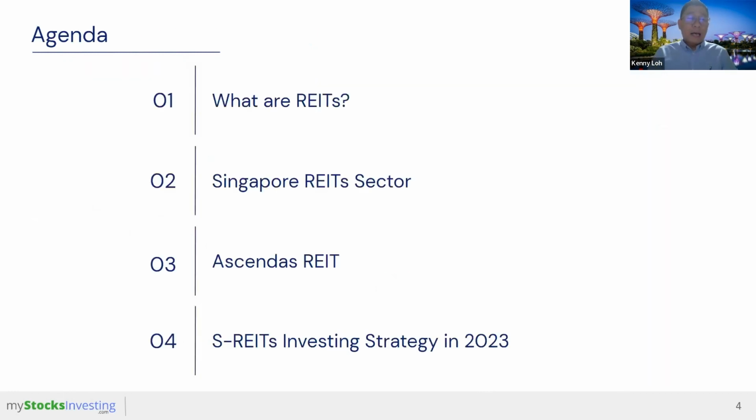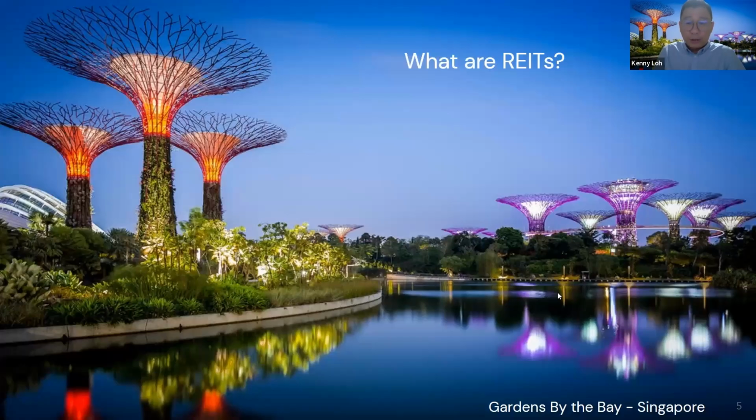Okay, today's agenda, I'll break into 4 sessions. Before I go into Ascendas REIT, it is very important to understand what REITs are, because if you can understand the business model and how Ascendas REIT generates their revenue or dividend from the business model, then you start to understand why Ascendas is able to perform pretty well even during the COVID period. And after that, I will end with what an investor can do in 2023 when it comes to S-REIT investing. Okay, what are REITs?